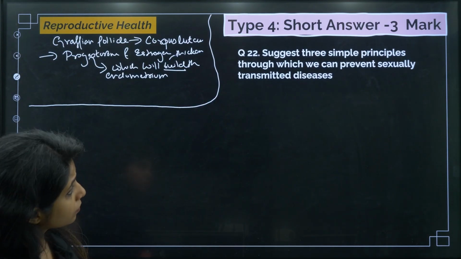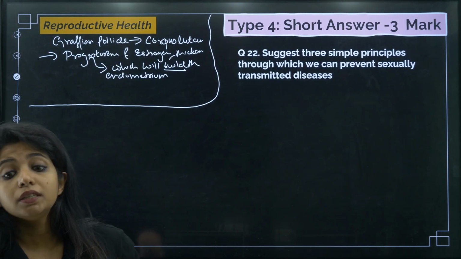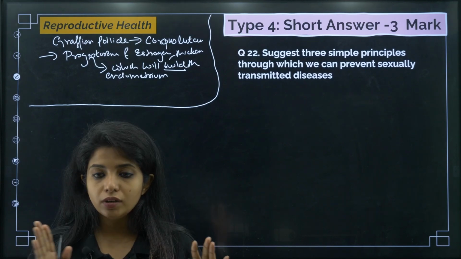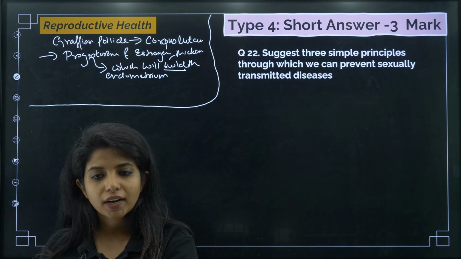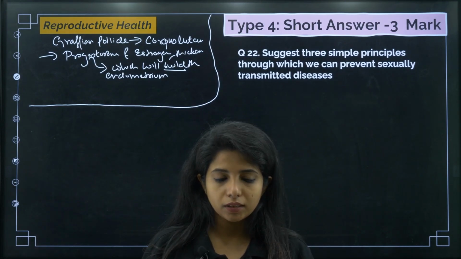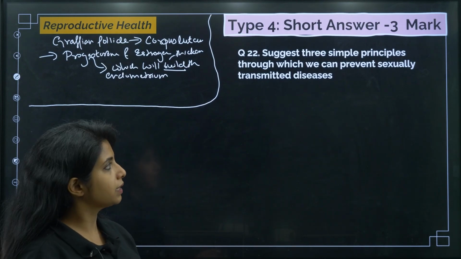22nd question. Suggest 3 simple principles through which we can prevent sexually transmitted diseases. Sexually transmitted diseases obviously will be transmitted during sexual intercourse. So that means semen has a big role to play. All the genital fluids have a big role to play over here, and usually sexually transmitted diseases are also transmitted through blood. So basically, what are the steps?